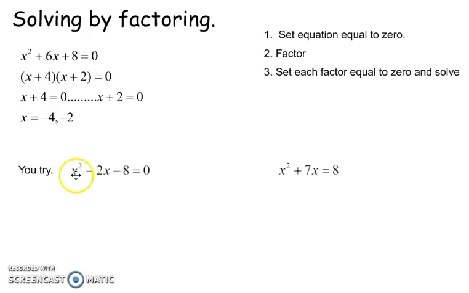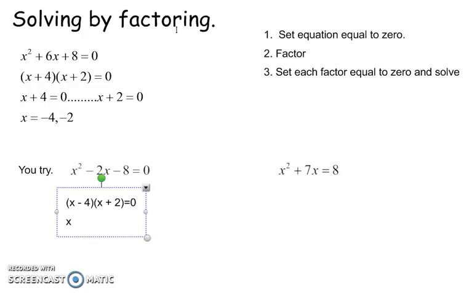So if we have x squared minus 2x minus 8. Again, we want two numbers we can multiply to get -8 and add to get -2. So that is going to factor to x minus 4 times x plus 2. We're going to set that equal to 0.